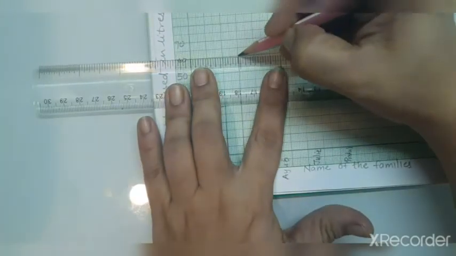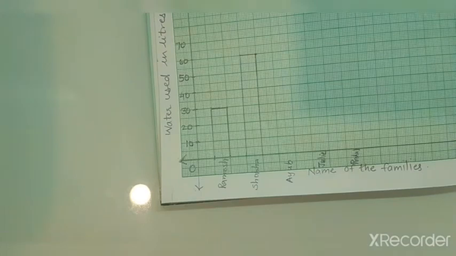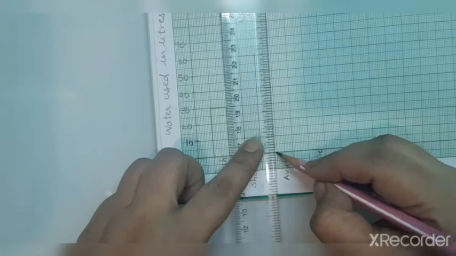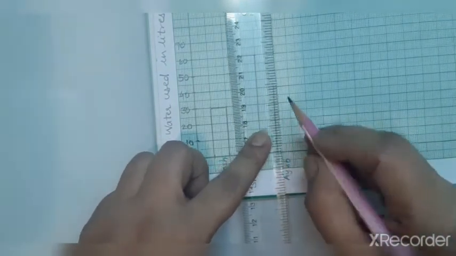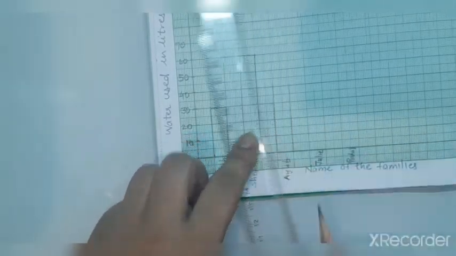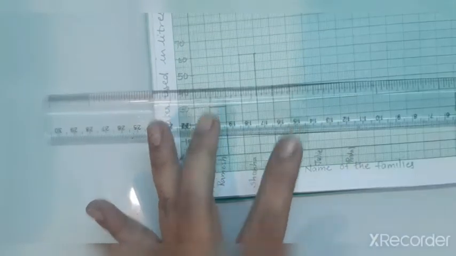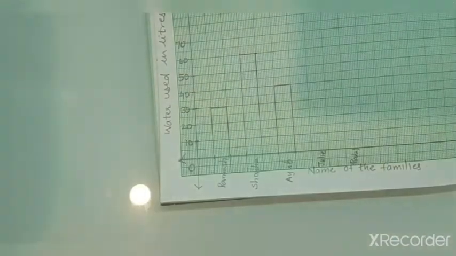Then 60, and then I will join. Okay, then the third one is 40. So Ayub is 40. So I'll take the scale with the Ayub column. Okay, and we just draw this. Any line which we are drawing on this bar graph has to be drawn with the help of a scale. Please do not do it freehand.